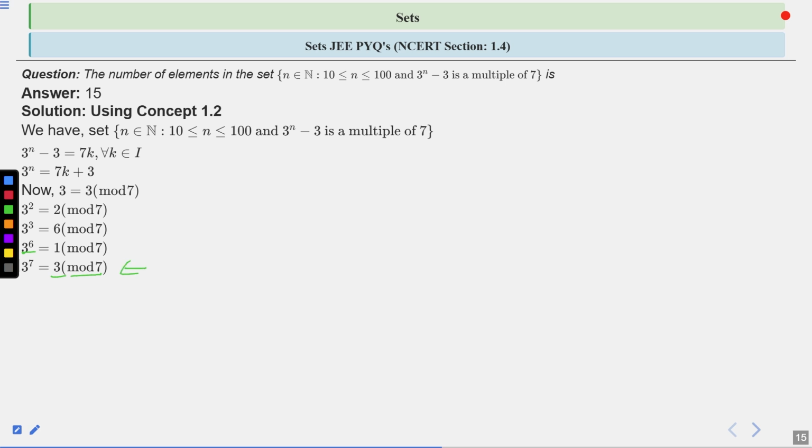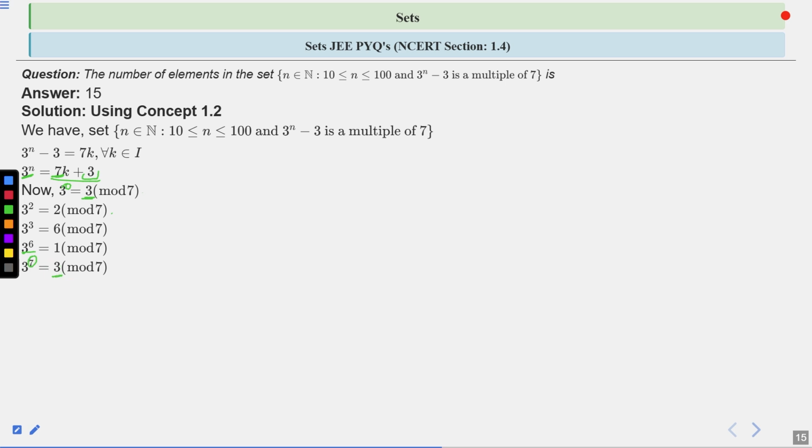And from here, if you recall, you want n such that 3 raised to the power n must be of the form 7k plus 3, or if you divide 3 raised to power n by 7, the remainder must be 3. So you are looking for the exponents of 3 which give the remainder 3. I am going to use this concept, looking for those exponents of 3 that are congruent to 3.